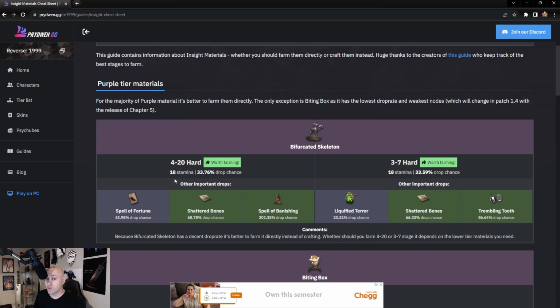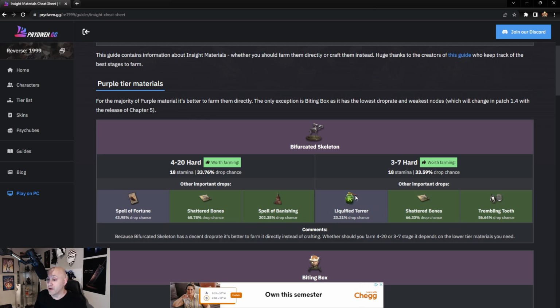18 stamina for 4-20 hard, which is actually a pretty tough one. Alternatively, you can see the drop rate is only 0.2%, a little less than 0.2% less on 3-7 hard, which is a much better, easier level. The only difference here is Spell of Fortune drops at 43.97% or 90%, which is really, really high for this in case you need it. So a good thing to farm for.